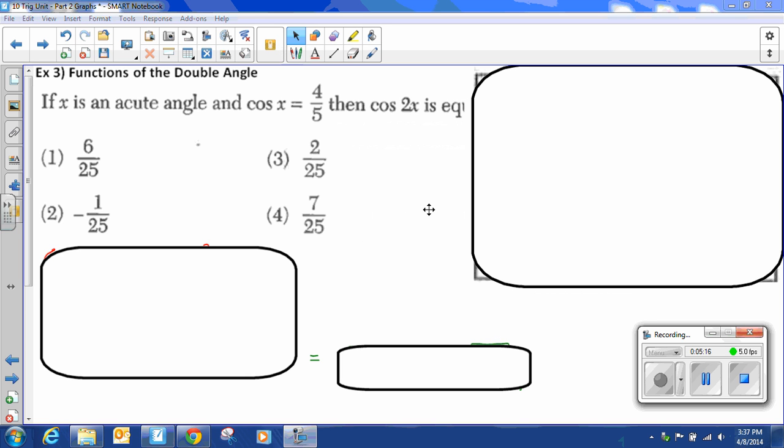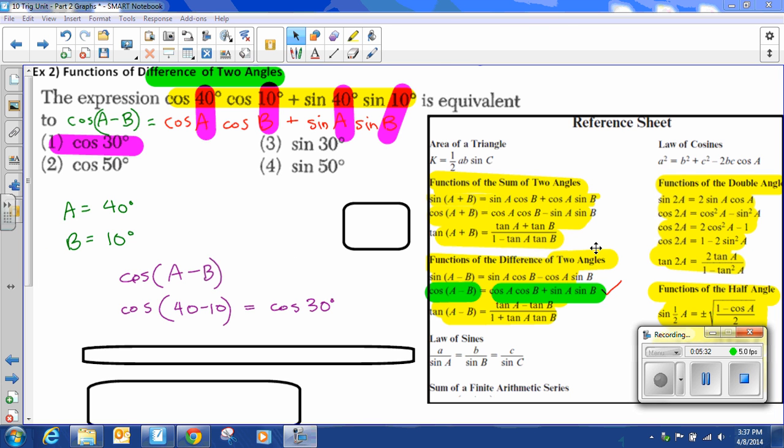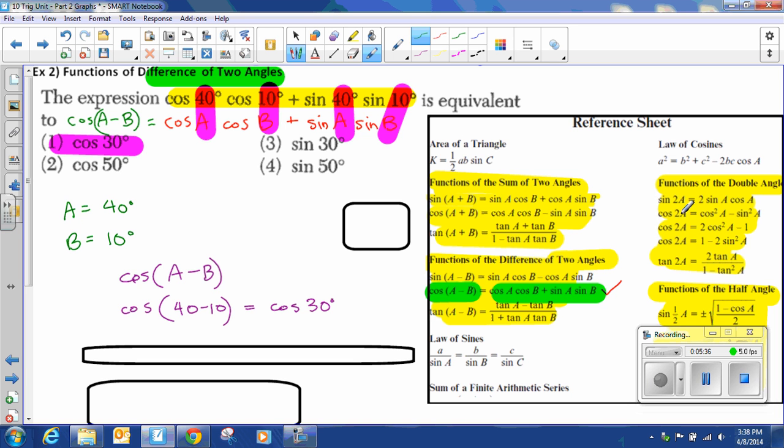Okay, here's example 3. Now we're going to investigate functions of the double angle. Here they give us that cosine of x is 4/5. Then cosine of 2x is equivalent to one of these options. Let's look at cosine of 2x, and let's take a look at the formula sheet. We have several options for cosine of 2x, or cosine of 2a.